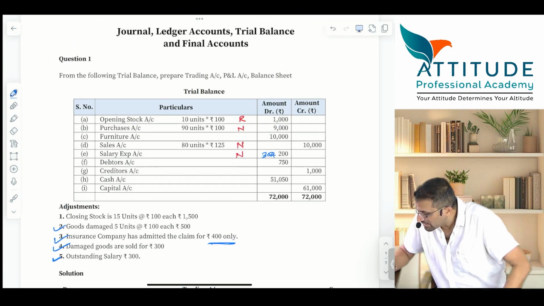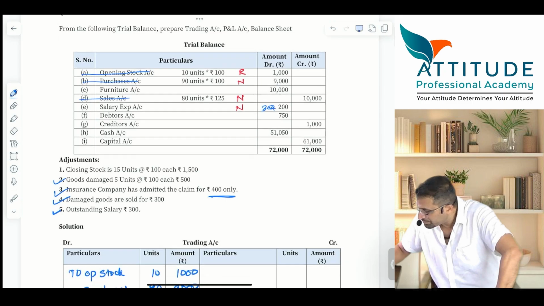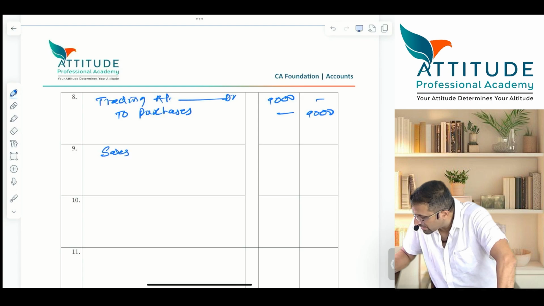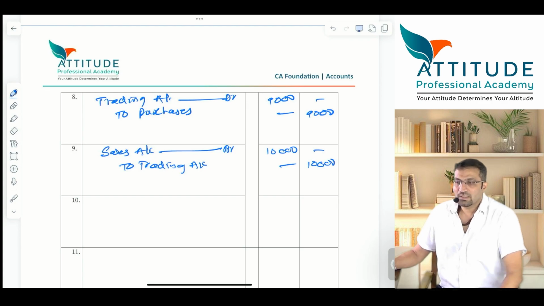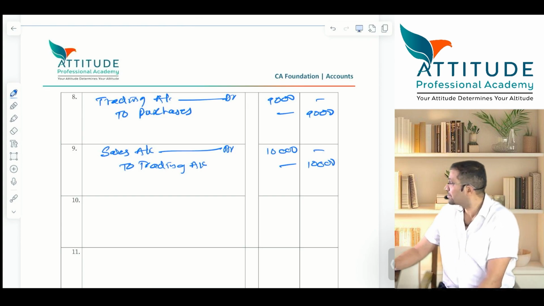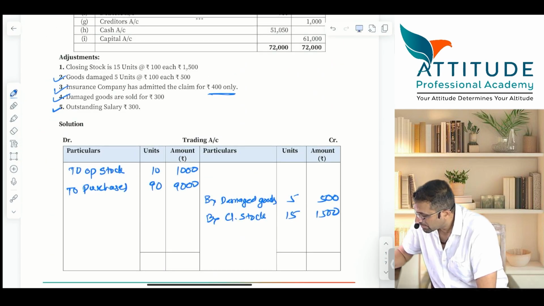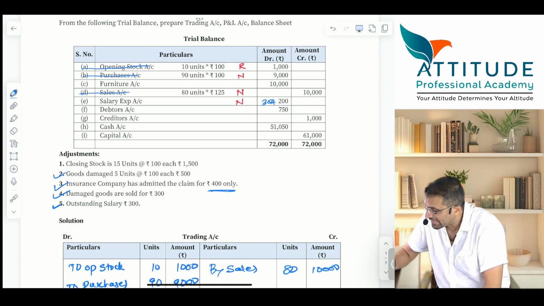Then you have sales. Sir, opening stock is gone, purchases gone. Now sales भी खत्म करो. Entry. Very good. Sales account debit to trading account. Entry amount 10,000. Clear? आ जाओ. Sales, 80 units, 10,000. Clear?